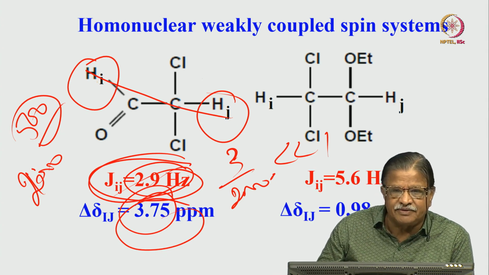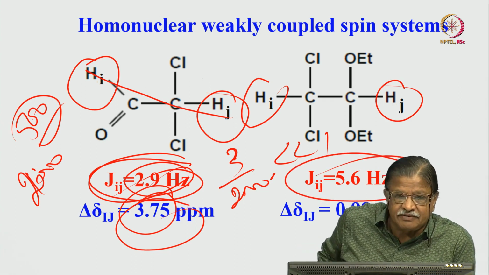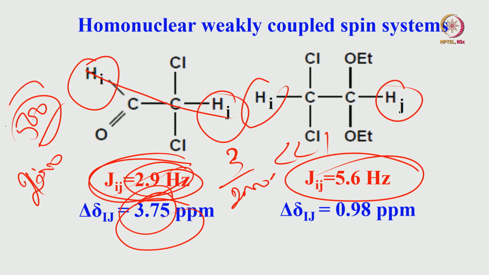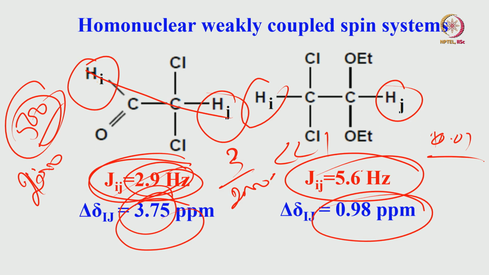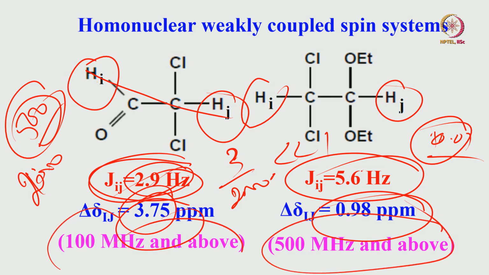Take another example like this. The coupling between this proton and this proton is about 5.6 hertz, and let us say same 500 megahertz, this is 1 ppm, that is 500 hertz. 5.6 over 500 is almost 100 times smaller, a ratio of 0.01, very small. So, this is also weakly coupled. If you want to find out whether it is strongly or weakly coupled, you have to calculate J over the chemical shift difference and find its ratio. At 500 megahertz and above this is weakly coupled, even at 100 megahertz this is weakly coupled.